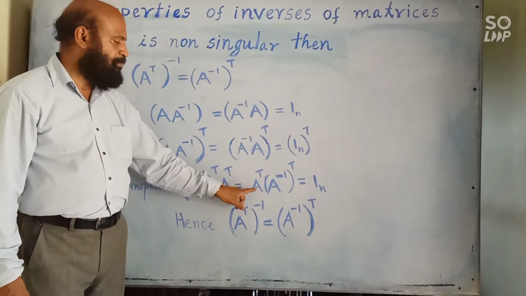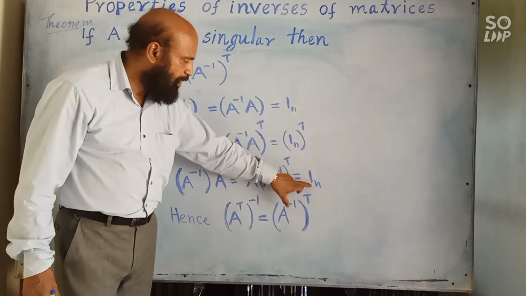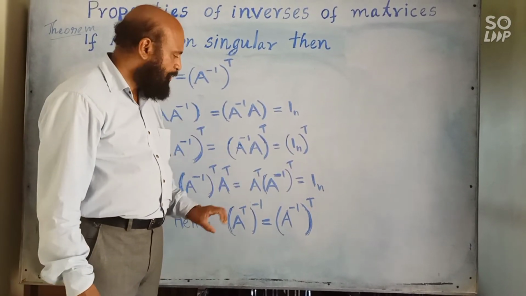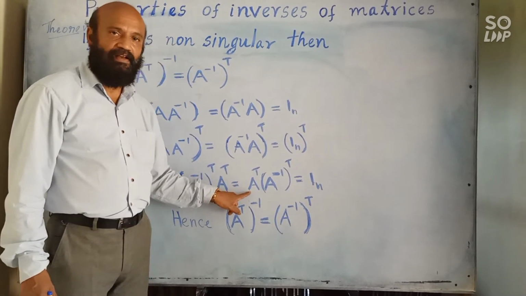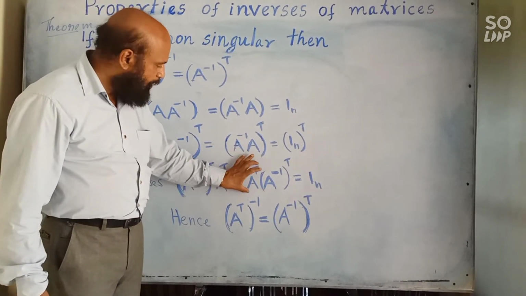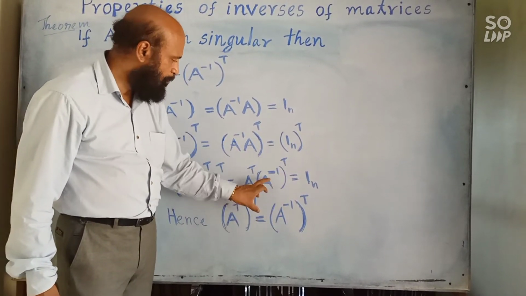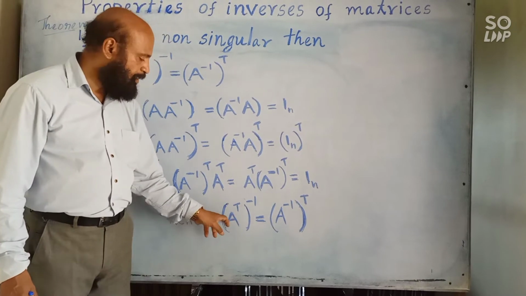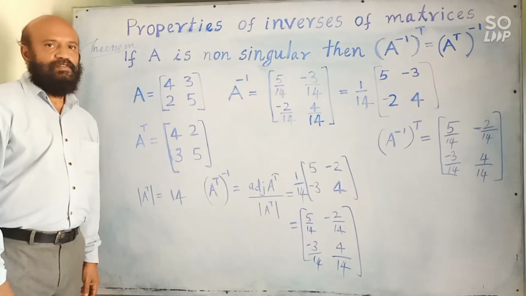See, here you see A transpose. When it is multiplied by this, you are getting the identity matrix. That means this is the inverse of this. That means the inverse of A transpose is this one, that means A inverse transpose. So A transpose inverse is equal to A inverse transpose.